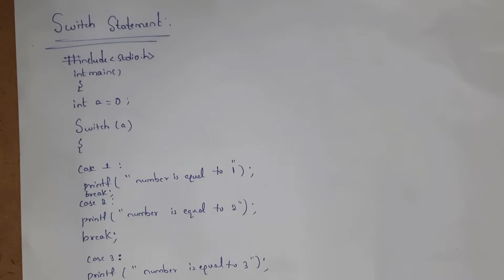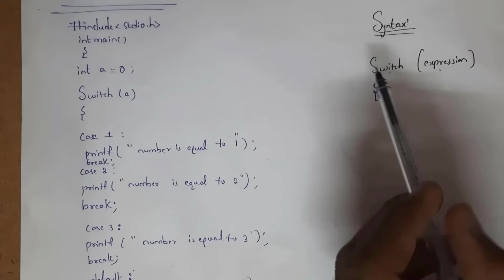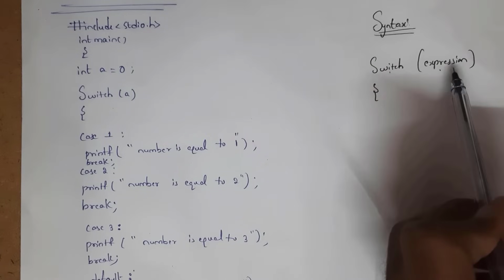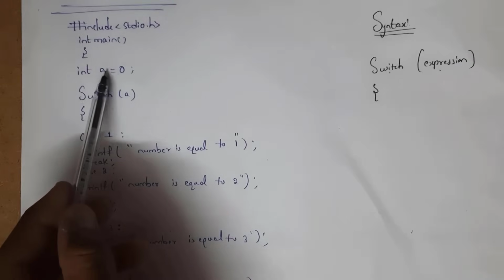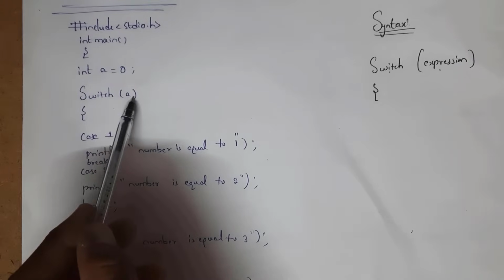Next I will explain switch statement. This switch statement is the same as else if statement. It is an alternative to else if statement. This is the syntax of switch statement. Here at first you need to write switch and inside brackets you need to write expression. Expression is nothing but variable name. For example, here I took int a equal to 0. So here you need to give variable name a.